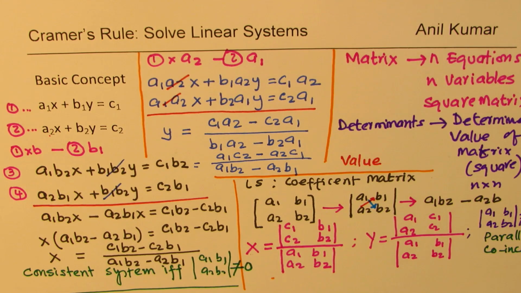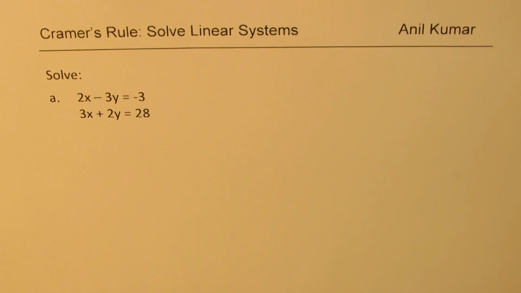Okay, so we'll take two examples, one with 2 by 2, that means equations with two variables, and one with equations with three variables, and then you'll see the huge advantage of using Cramer's rule for solving linear systems, and it can be extended to n equations. That's the beauty. So let's take up an example and figure it out. Here is our first example.